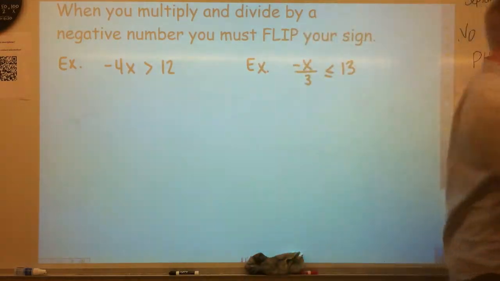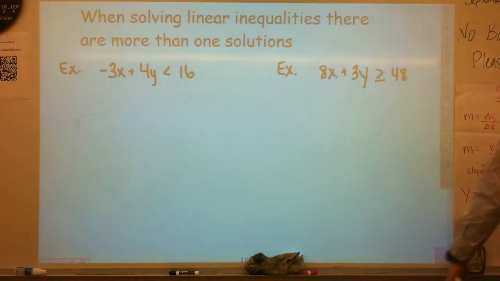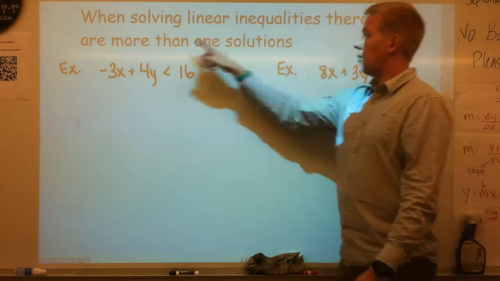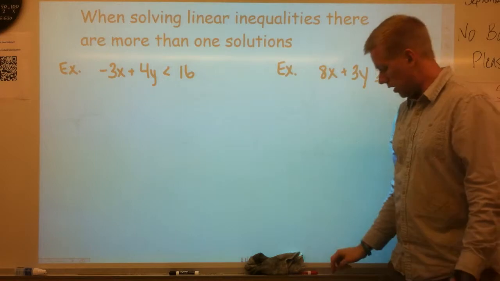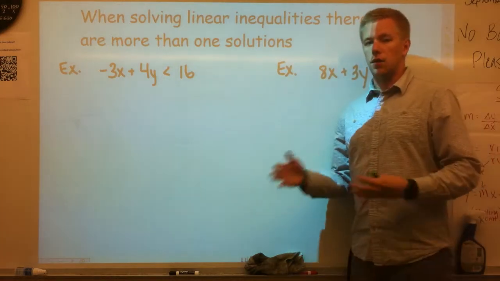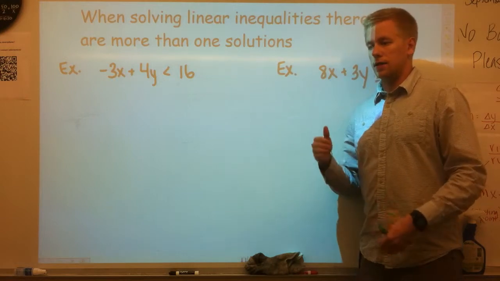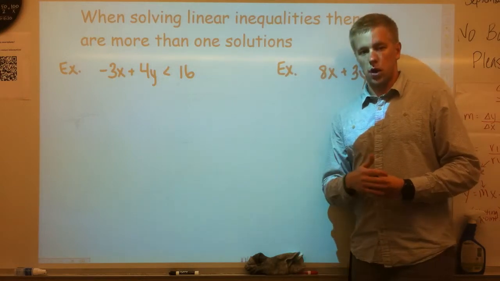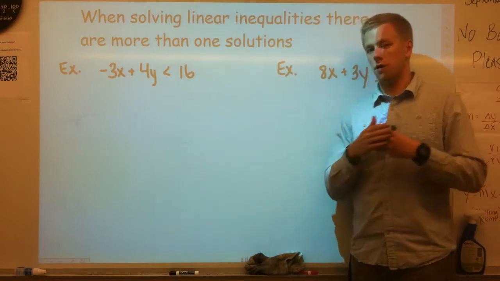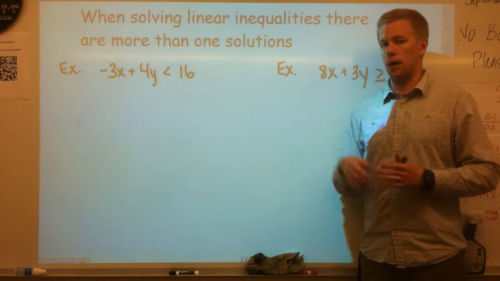Okay? Next, we have, when solving linear inequalities, there are more than one solution. Okay? What does that mean? Inequalities is less than or greater than. So you can have anything, like I said earlier, anything less than that 12 or anything greater than or equal to that 450. So there could be more numbers than just that one answer.